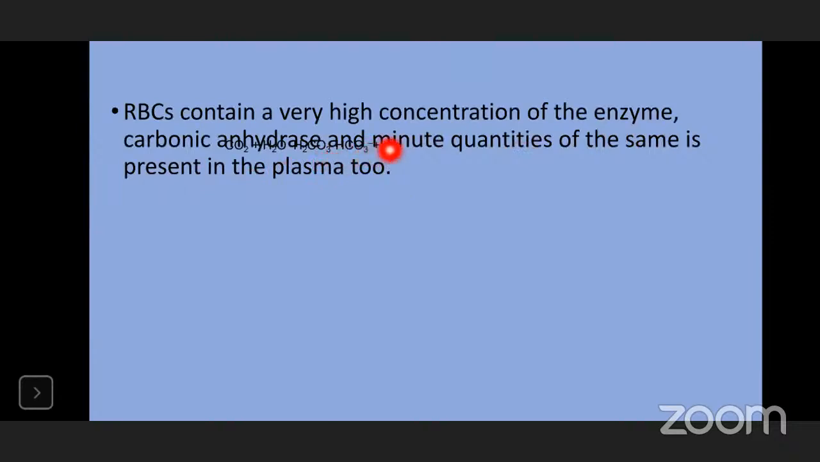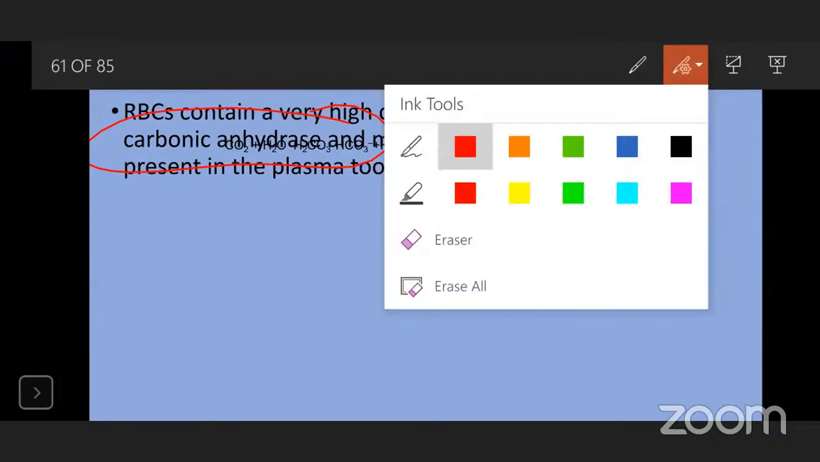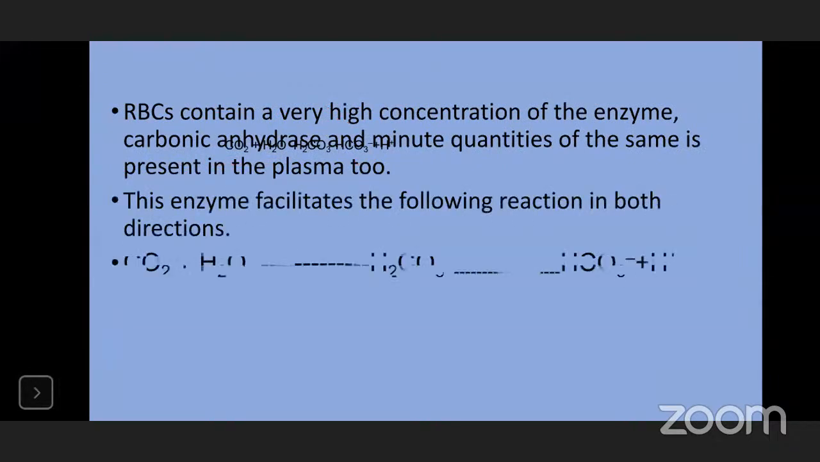There is an enzyme known as carbonic anhydrase, which is present in very high concentration in the RBCs, and a very minute quantity of it is also seen in the blood plasma. So this carbonic anhydrase is seen in both blood plasma as well as in the RBC, but in the RBC the amount is more when compared to the blood plasma. And this enzyme facilitates the following reactions in both directions.